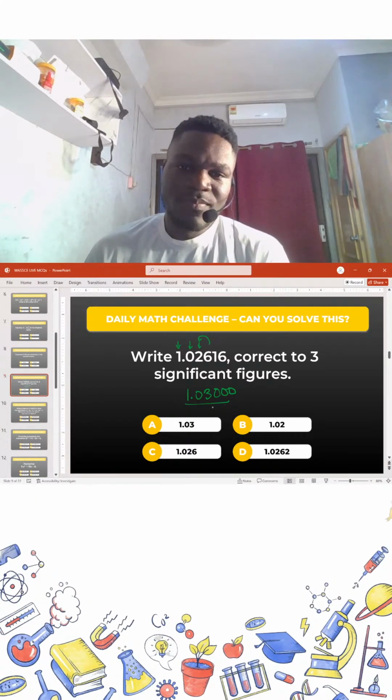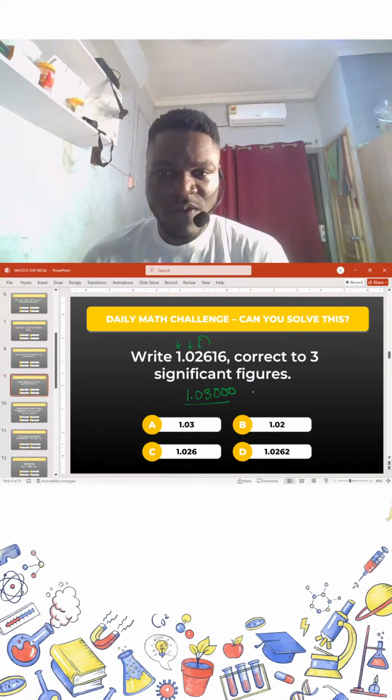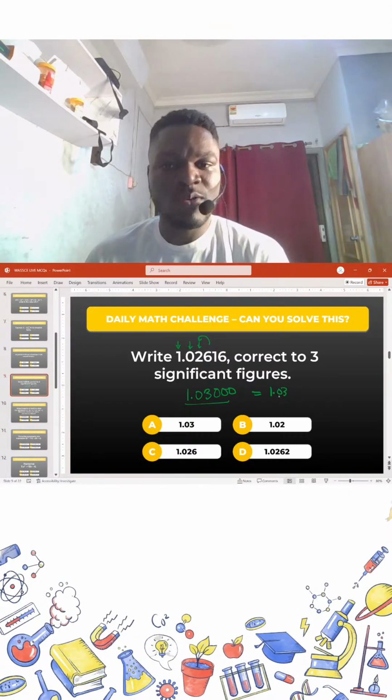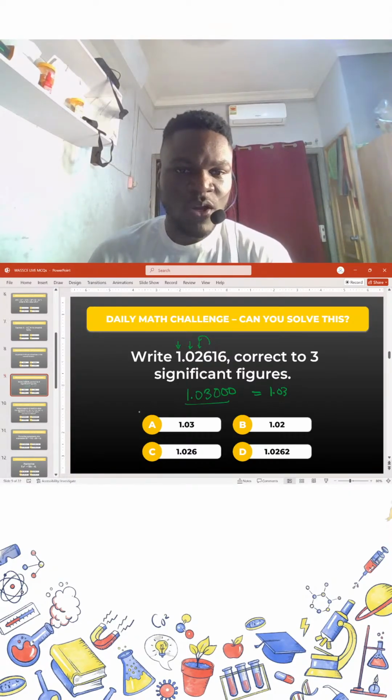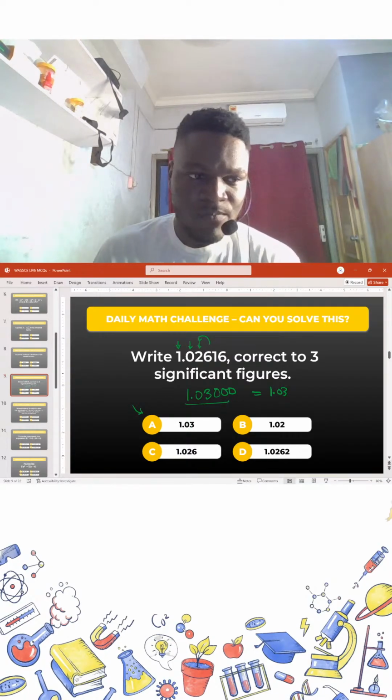Now, any number after the decimal, apart from the 0 and then the 3 over here, the remaining digits don't really have any importance. So even if I rewrite this as 1.03, it is still the same. I can add as many zeros as I want. It will not change the value of the number over here. So the correct option over here is option A. That is the correct answer for this particular problem.